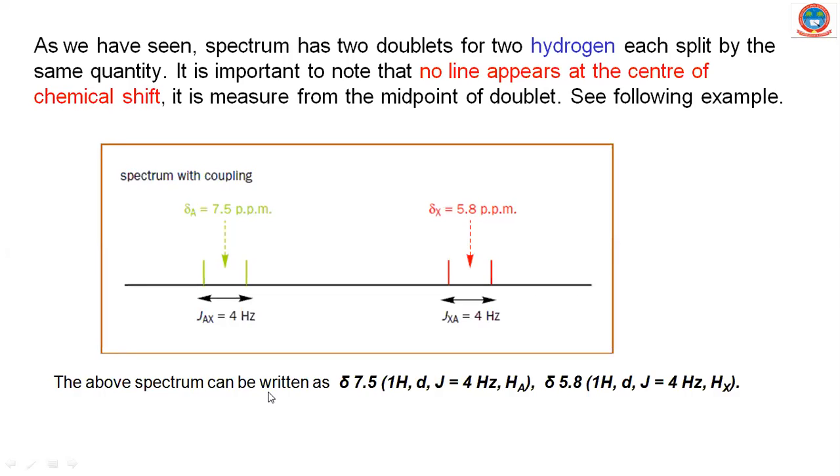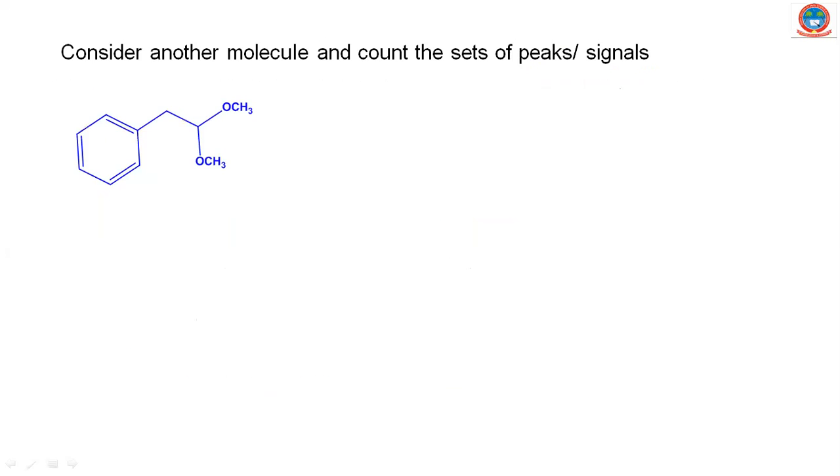Next point. Now see, consider this molecule and count the sets of peaks. Yes, tell me. I will say its IUPAC name. It is called as, who will tell the IUPAC name? Yes, any one of you. Let us try. Try the basic criteria, basic chemistry.